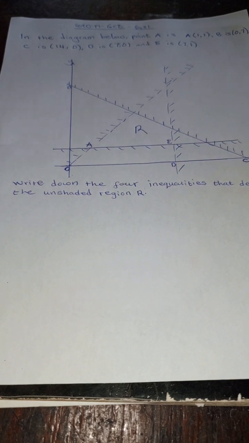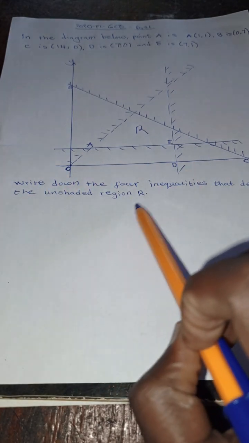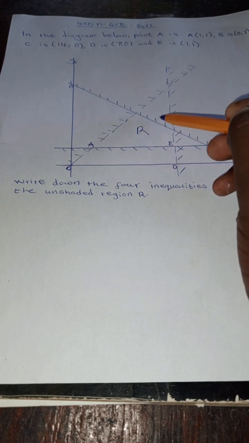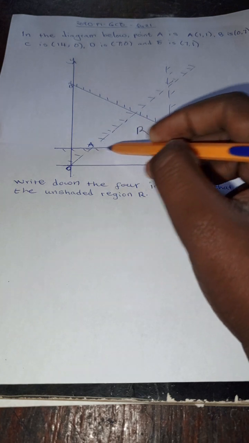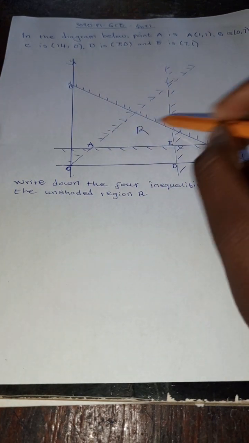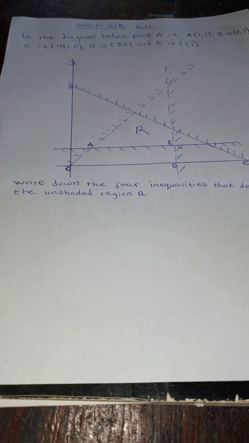And here you are told to write down the 4 inequalities that define the unshaded region R. So this is the unshaded region here, and you're supposed to find the inequalities that describe the same unshaded region. 5 marks for that. Once you answer, then you have 5 marks for yourself. So let's try to find these inequalities and see how we can solve it. Then you can try some other questions.